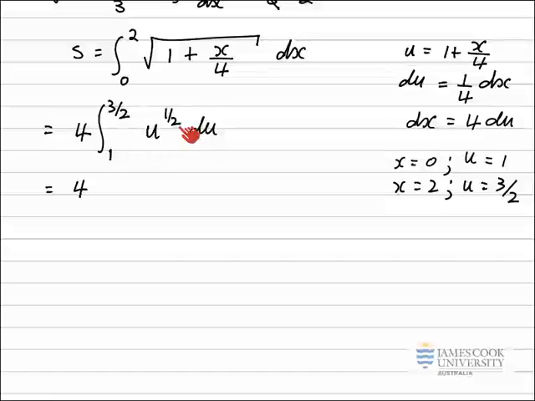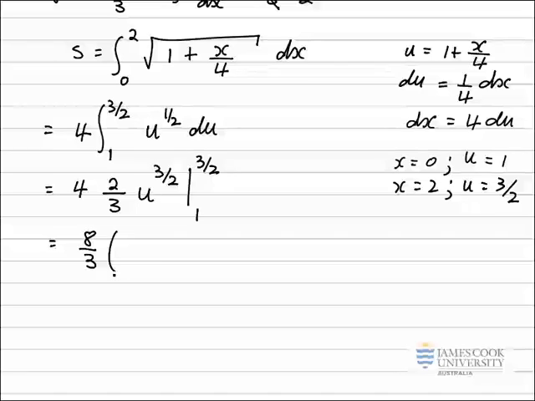We think of adding 1 to the power now. Half plus 1 is 1.5, which is 3 on 2. That comes out the front, but we flip it over, so it's 2/3. 2/3 of u to the power of 3 on 2, and we're going to integrate that, or evaluate that, from 1 to 3 on 2. The constants out the front give us 8/3.